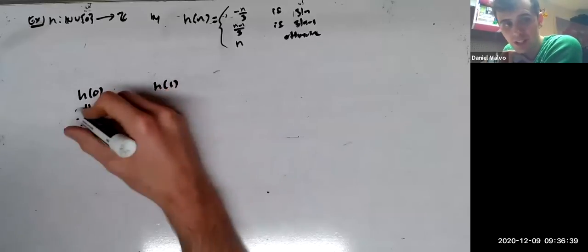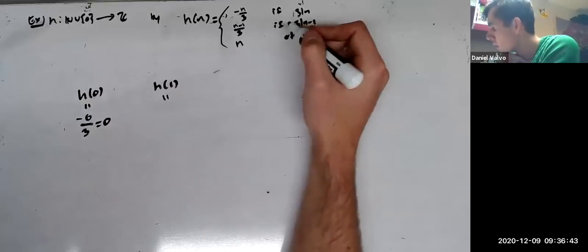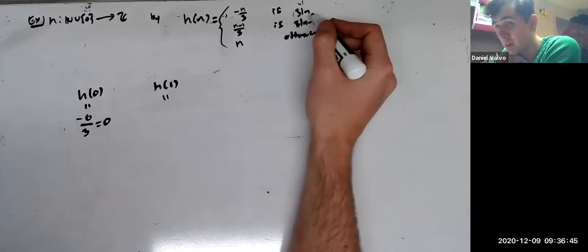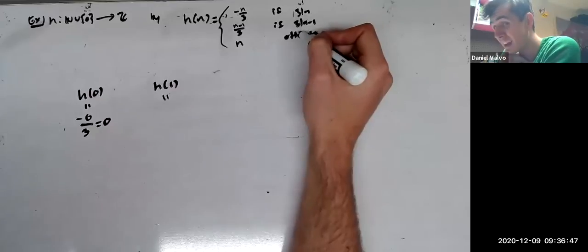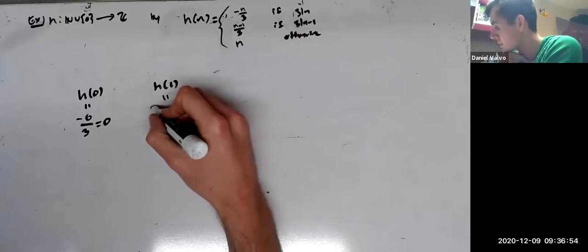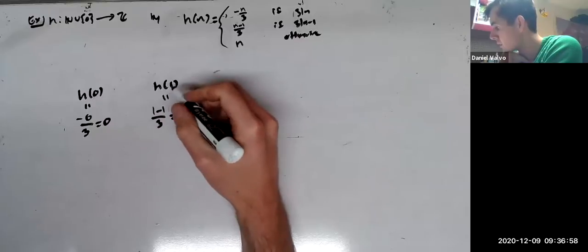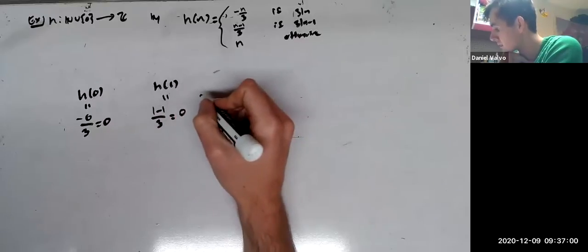Now, h of 1, with an equal sign, by the way. H of 1, what's that going to equal? Well, here 3 does not divide n, 3 does not divide 1, but 3 does divide n minus 1. 3 divides 1 minus 1, which equals 0. So that means we're in this case. In this case, the function outputs 1 minus 1 over 3, which is again 0.